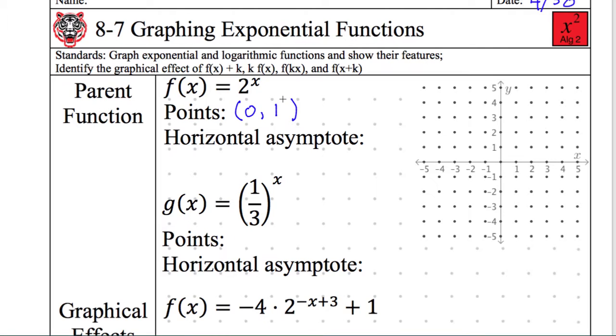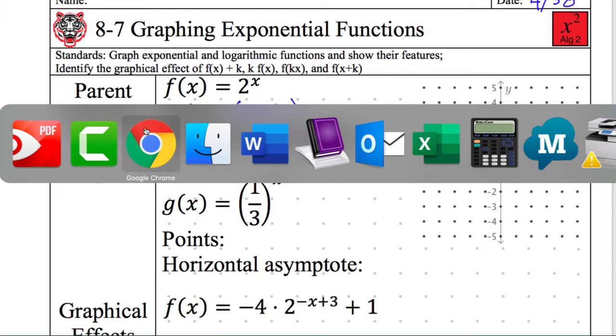Gio, go for it. Plug it in, Gio. 0. 2 to the power of 0. Oh, it's 1. Yeah, there it is. So 2 to the power of 0 is 1. Okay. Thank you, Gio.